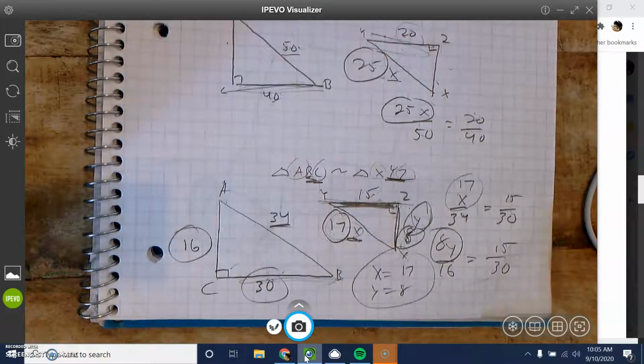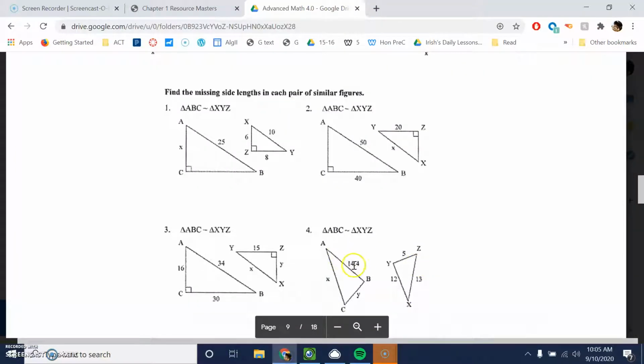Got it. All right, your turn. See this one right here? X and y. Ready, set, go.